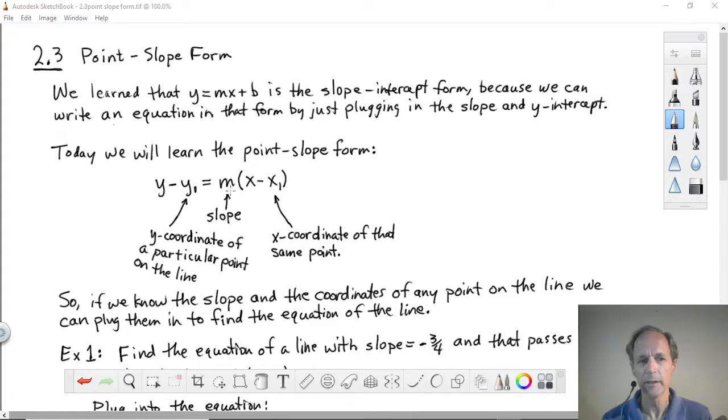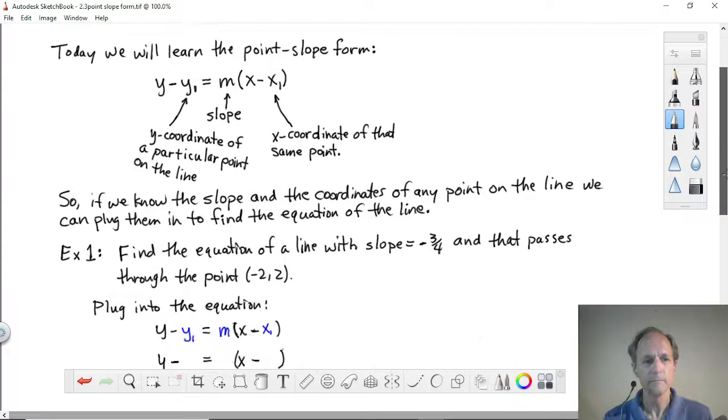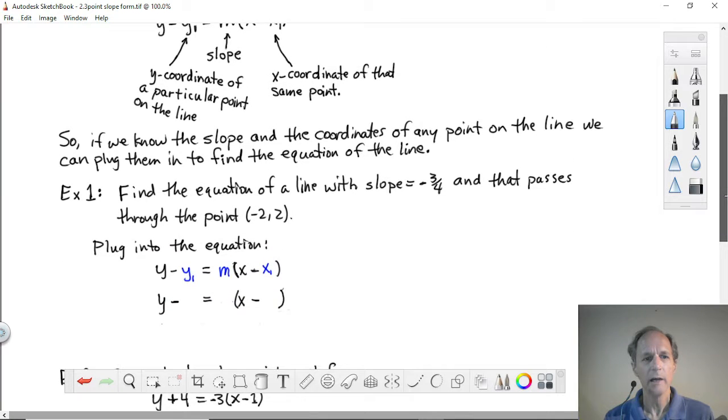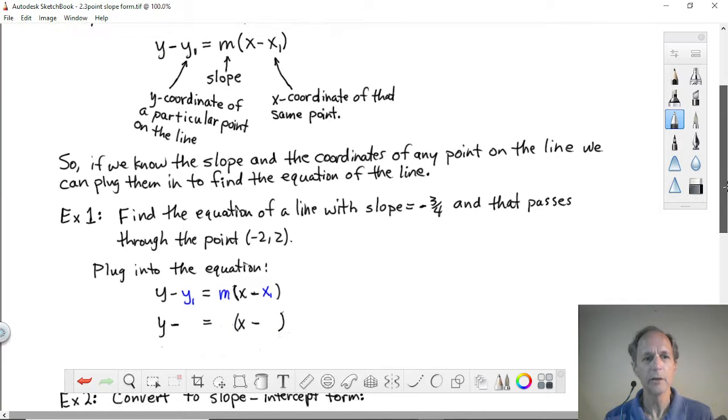And again, we plug in the slope for m, and we have the equation of the line in point-slope form. Okay, so if we know the slope and the coordinates of any point on the line, we can plug them in to find the equation of the line, and that's what we'll do in this first example.